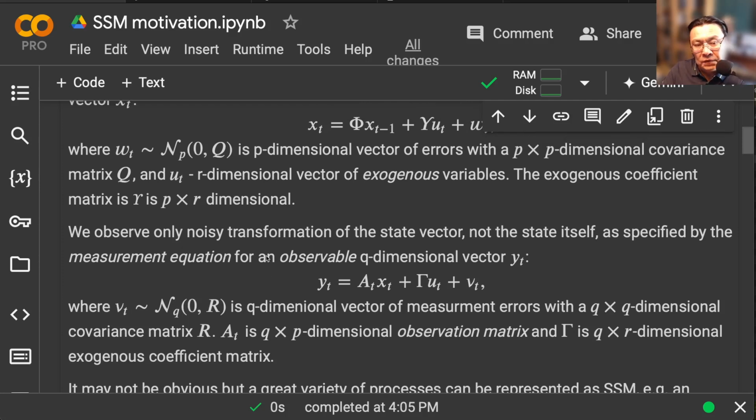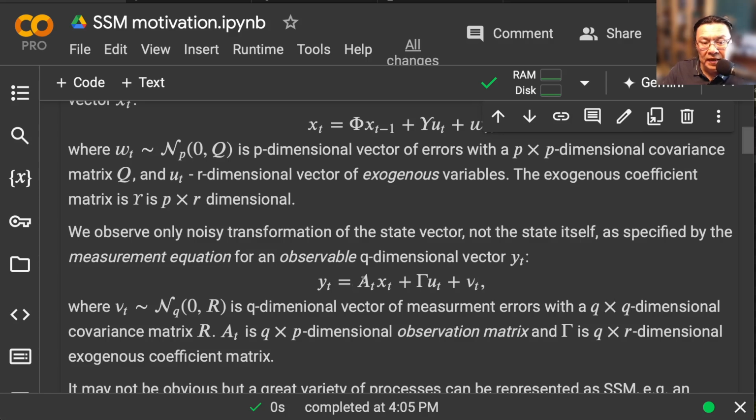So now notice that the dimensionality of what we measure and what the hidden states can be different. So for instance, if y_t is, say, a q-dimensional vector of measurements, then this R matrix, which is the variance-covariance matrix of measurement errors, is going to be q by q.